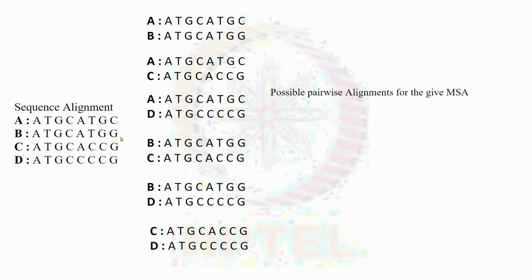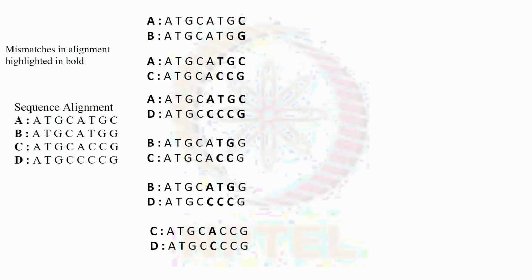From this multiple sequence alignment, I have extracted all the possible pairwise alignments. The AB alignment is similar to the BA alignment, and the AC alignment is similar to the CA alignment. So these are the possible pairwise alignments that could be extracted. Then we try to find the mismatches in each pairwise alignment. Here I have highlighted them in bold. Between A and B, we have only one mismatch, at the last place, C and G. In AC, we have three mismatches.